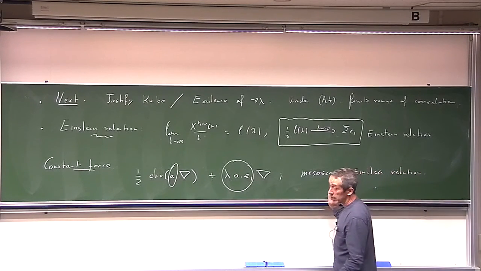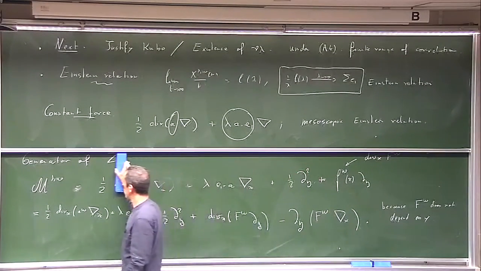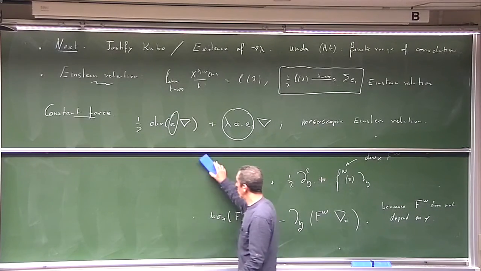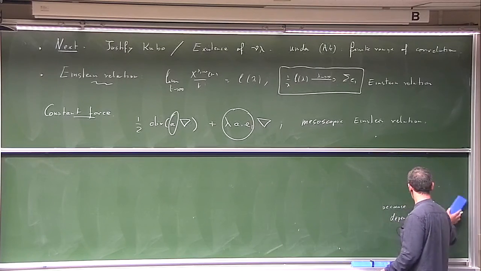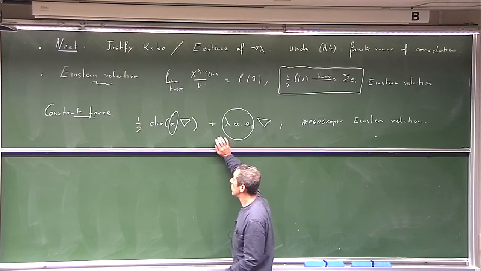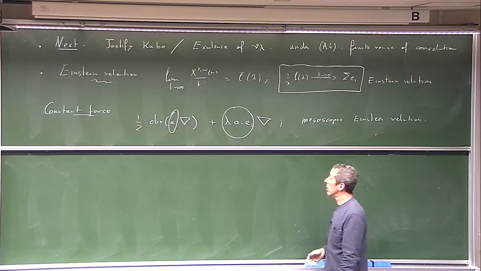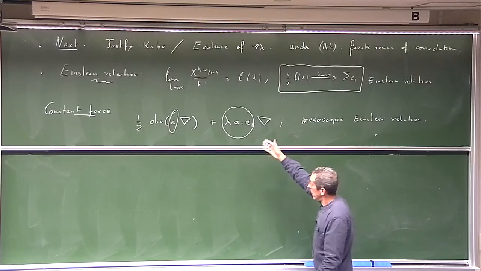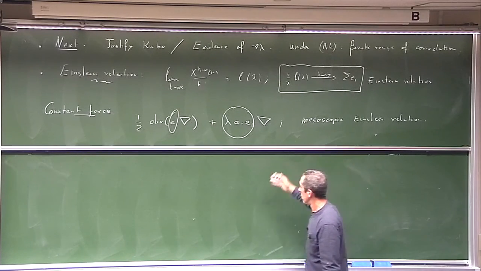So if you are a physicist and you want to understand what it is to impose the constant force, you have to do some reasoning to justify the form of the modified generator. And Einstein himself does something like that, and it leads him to this kind of local relation between the drift term and the diffusive term.